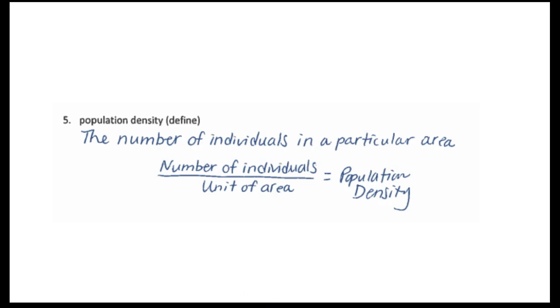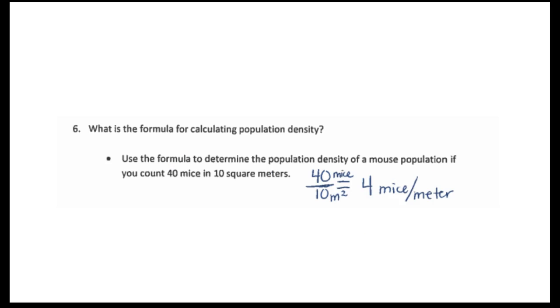Population is the number of individuals in a particular area. The population density is the number of individuals over the unit of area. So this ends up becoming an equation for you to do. What is the formula for calculating population density?